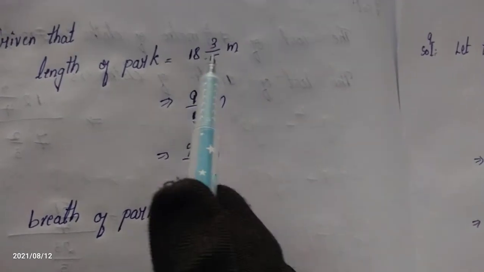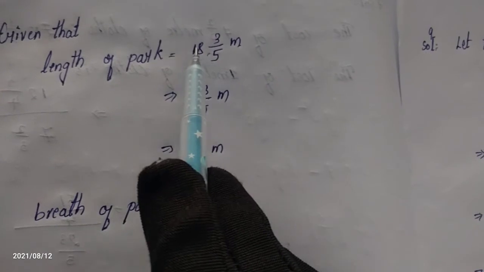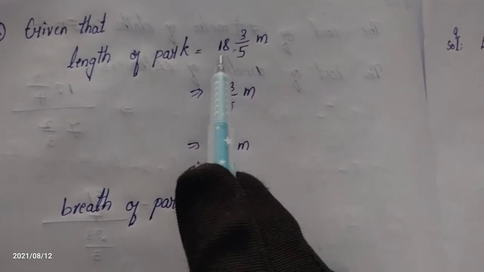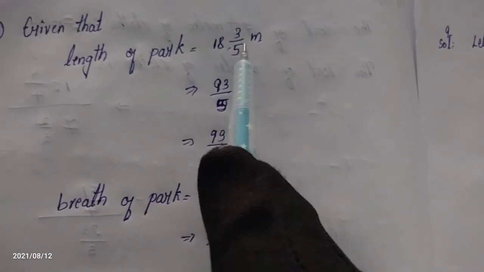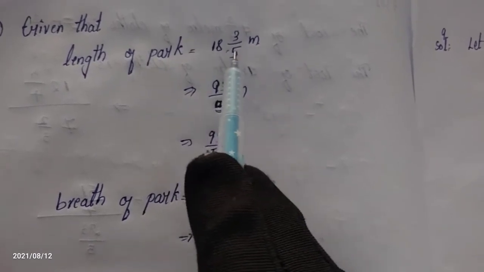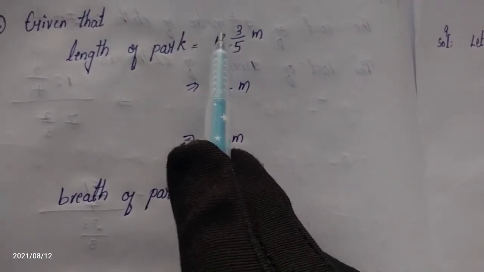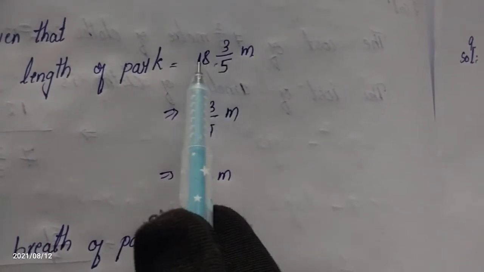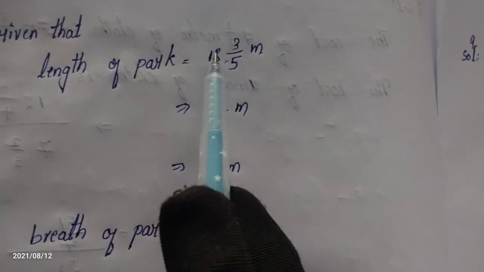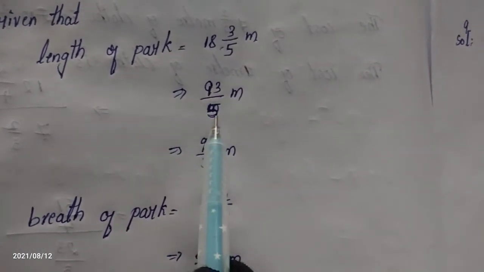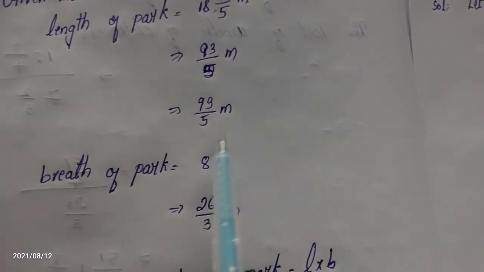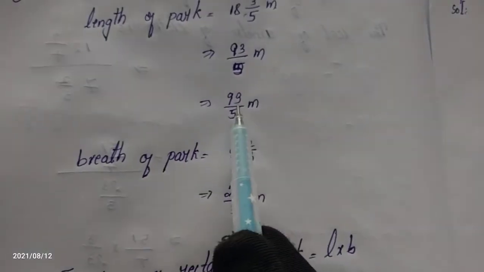Okay, how can we convert? First we multiply the whole number and the denominator. After getting the value, we have to add the numerator. Can you understand my point? Let's see. 5 eighteens, how much? 90. 90 plus 3 is 93. So 93 divided by 5 meter. This value should be written as 93 by 5. Up to that clear? I am just converting the mixed fraction to an improper fraction.